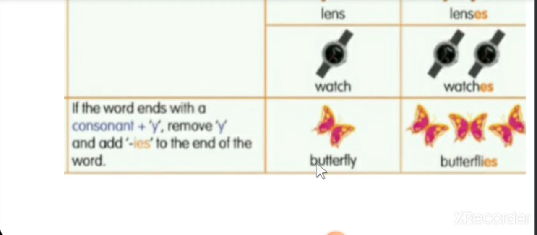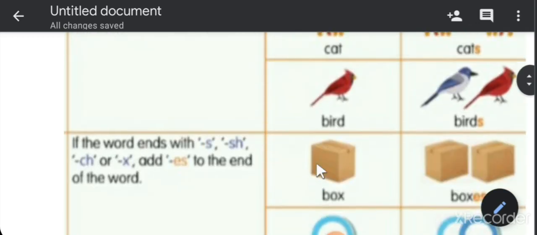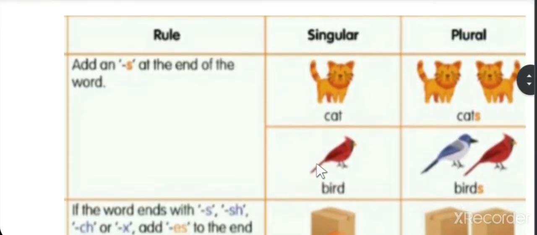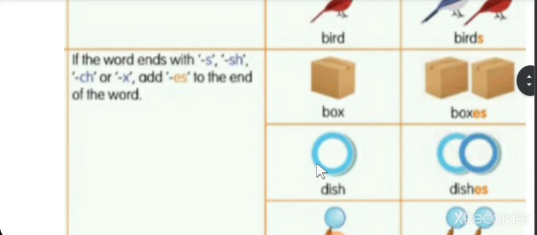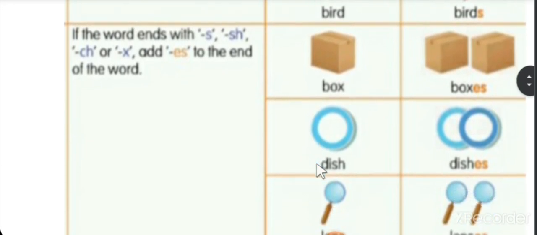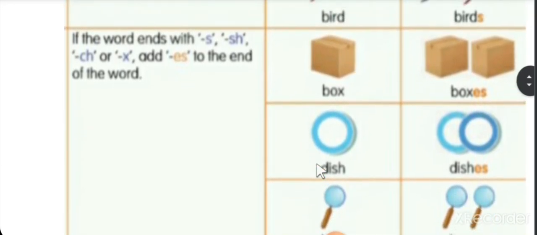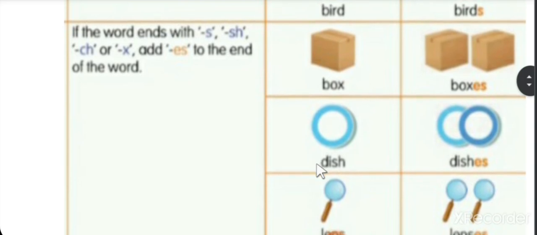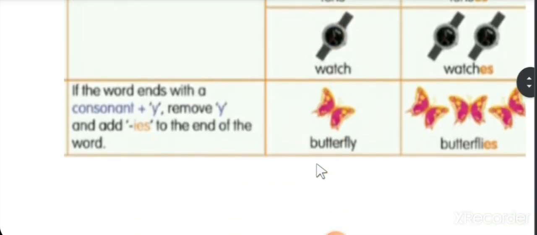So sometimes we use s at the end, sometimes we use es at the end when the word is ending with s, sh, ch or x. If a word is ending with y but before the y there is a consonant, then we will change the word and write IES in place of Y to make the word plural.